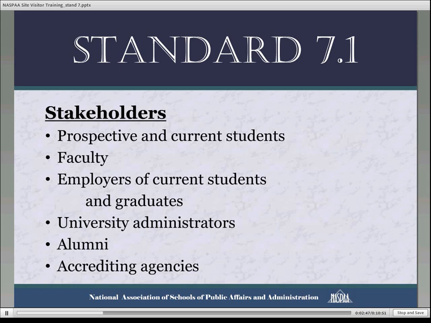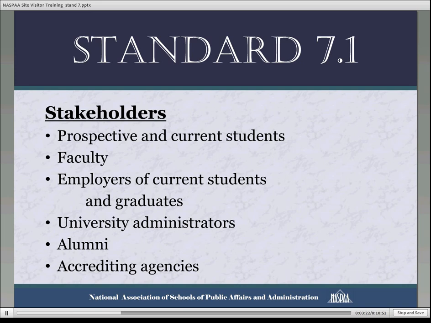Who are the stakeholders? Well, again, the self-study report is going to lay out who the program thinks its key stakeholders are, but from a general perspective, every program has this set of people who care about its success: certainly the current and potential students, the faculty who may be there now or that might be recruited to come to the program, the people who are going to employ the graduates, as well as university administrators, alumni, and of course accrediting agencies. They all have a stake in what the program is doing.